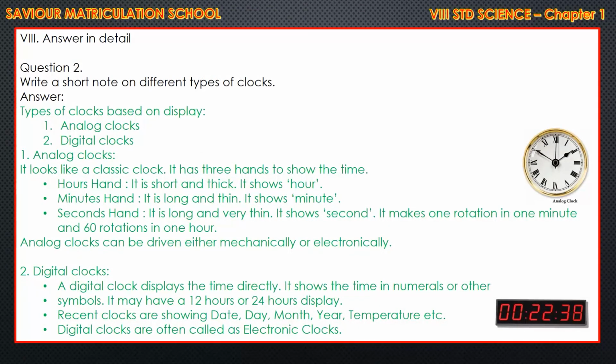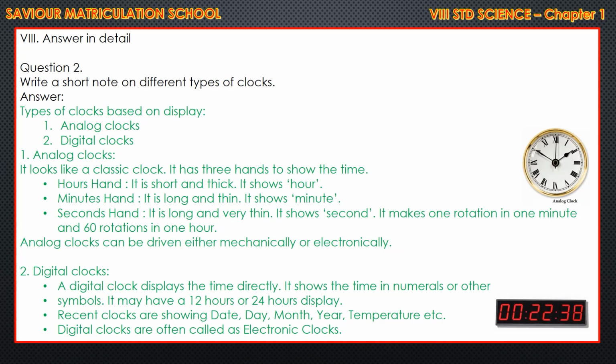And next question is, write a short note on different types of clocks. That also you can mark from page number 5. Types of clock based on display. On page number 5, under the heading 1.3.1, there are 2 types of clocks based on the display. They are analog clocks and digital clocks. Then analog clock.